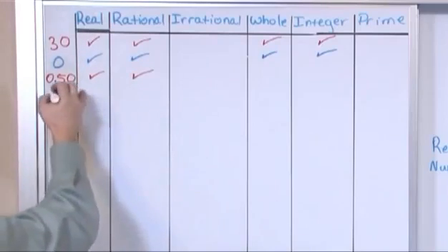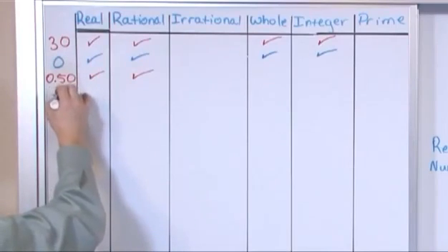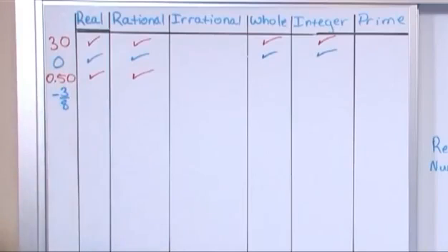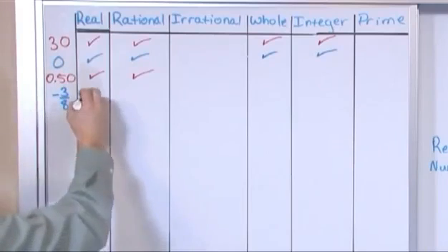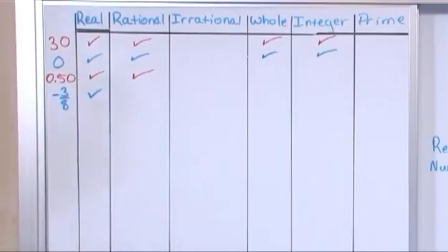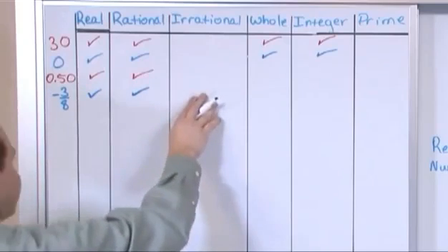Okay, next, let's talk about something a little different, -3/8. So we have a fraction here, -3/8. It's a real number. Is it rational? Well, yes it is, because it can be written as a fraction. It already is a fraction. It's not irrational for the same reason.